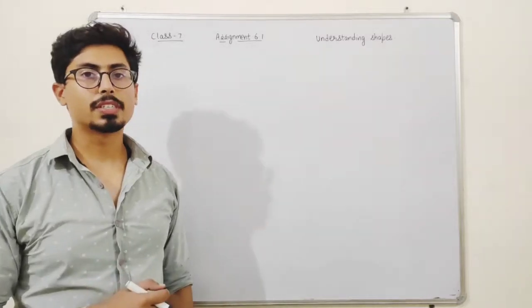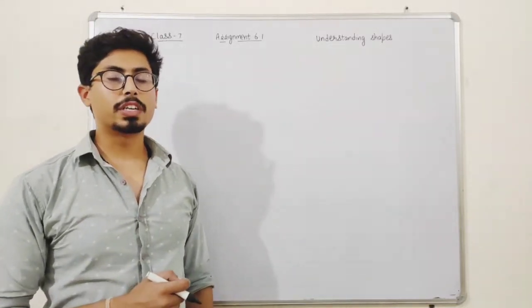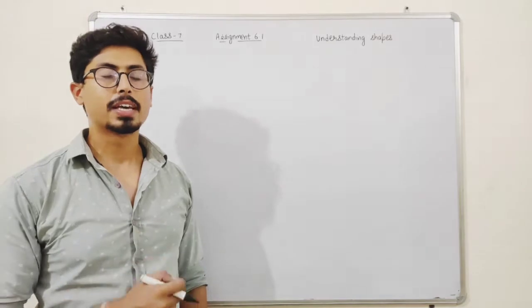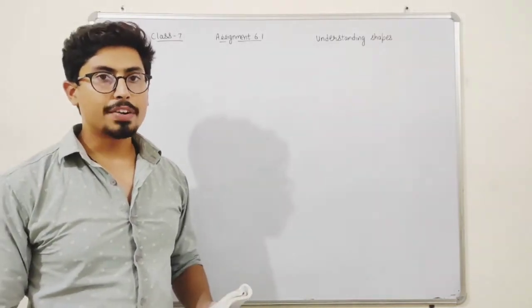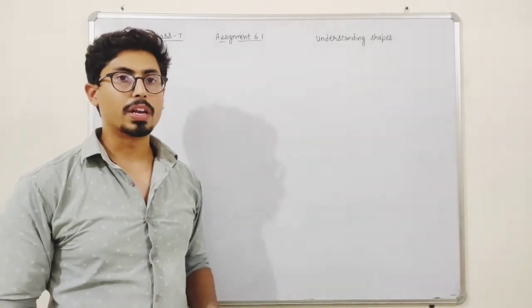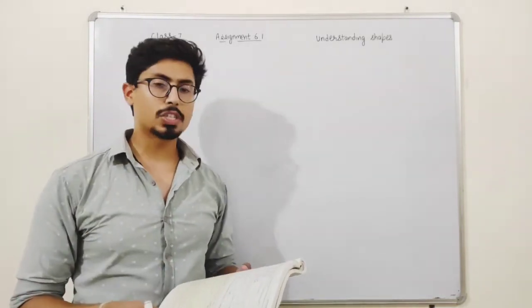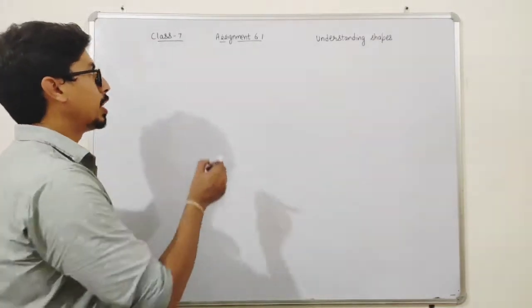Very good morning, students. In today's class, we are going to start our chapter number 6, that is understanding shapes. Okay. So we will start with our assignment 6.1. So question number first of our assignment 6.1.